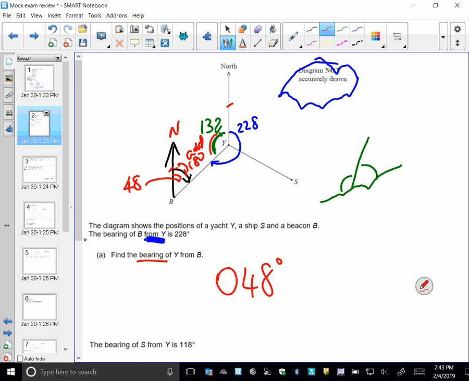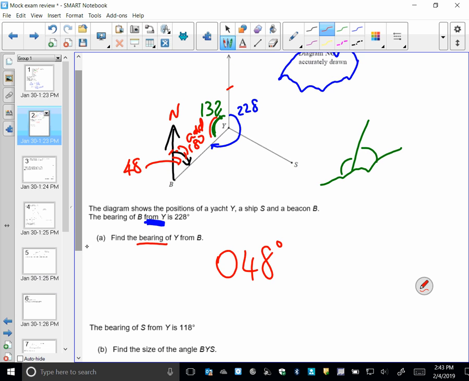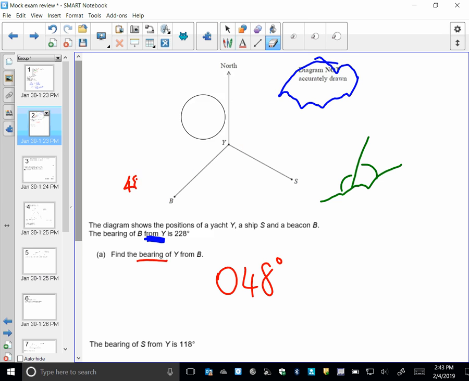Cinchi? The bearing of S from Y is 118. So S we're talking about now. We have to put the 0, otherwise you will get it wrong. I'm erasing all of that. So the bearing of S from Y is 118. So that means that this angle here is 118.